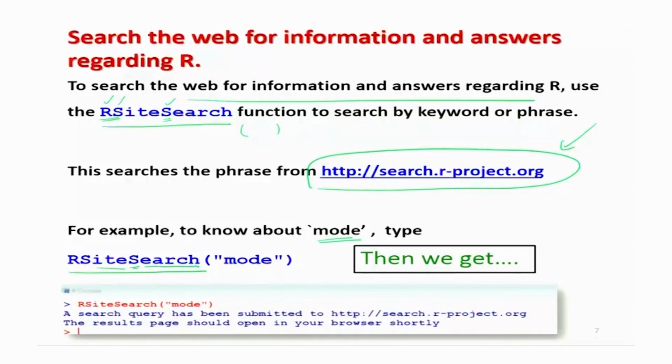So if I write RSiteSearch, and within parentheses, within double quotes, I write mode, MODE, then you will see a screen like this one, and after that the browser is automatically opened. Let me show you this, and you will see that this type of website is open. From there it will give you the different information related to the word mode. You can see here, this is mode.